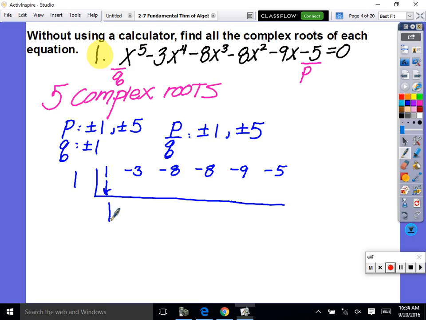So we drop down 1. 1 times 1 is 1. We add straight down, -2. -2 times 1 is -2. We add straight down and get -10.